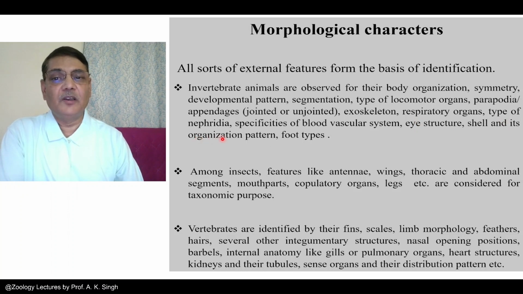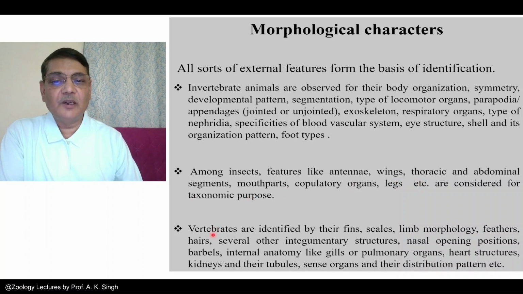That is, we find that whether the animal is bivalve or univalve, or how many shells are there, and the type of food also forms the basis of classification. Then among insects, because insects form a very large group of animals, features like antennae, wings, thoracic and abdominal segments, mouth parts, copulatory organs, legs, etc. are considered for taxonomic purpose.